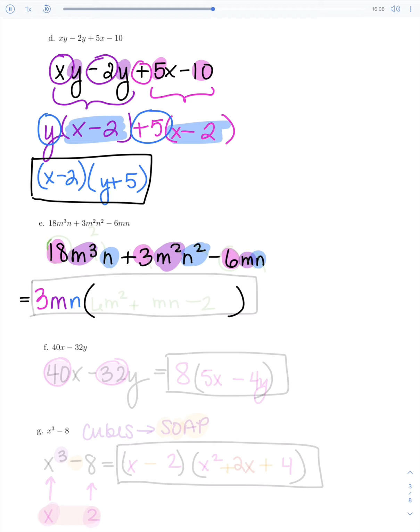So 3 will go into 18 6 times. Pulling out one m still leaves me with m squared. Pulling out the n means it'll be gone. Plus, dividing out the 3 means that'll be gone. Pulling out one of the m's still leaves me with an m. Pulling out one of the n's still leaves me with an n. Minus, 3 will go into 6 now 2 times. Pulling out the m means it's gone, n means it's gone, and that is it. Notice our leftovers don't have anything in common, so we are all done, and this is our final answer.